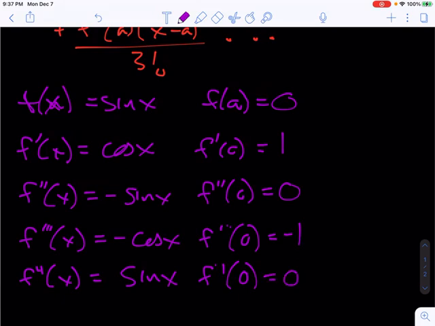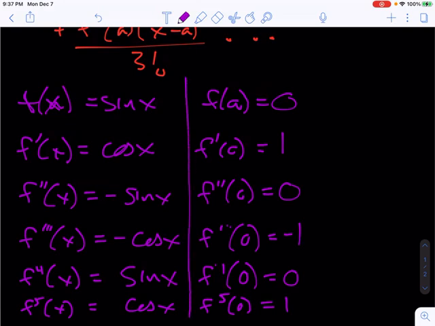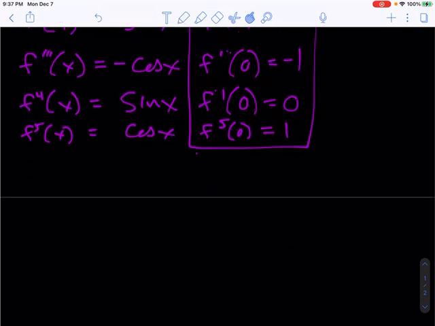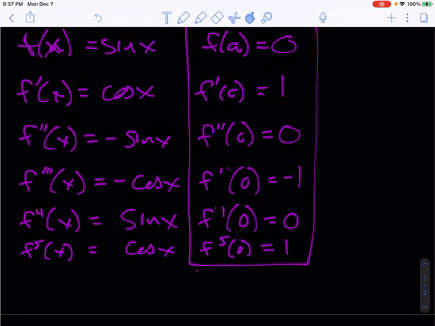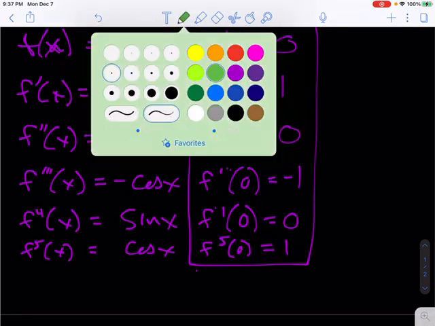And so this is going to alternate. If we were to go one more, f to the fifth of x is going to be back to cosine of x, and f to the fifth of 0 would be back to 1. All right, so these values of the derivatives give us basically what would sometimes be referred to as the coefficients of the Taylor polynomial. Now let's see how we put this together in the form of a Taylor polynomial.